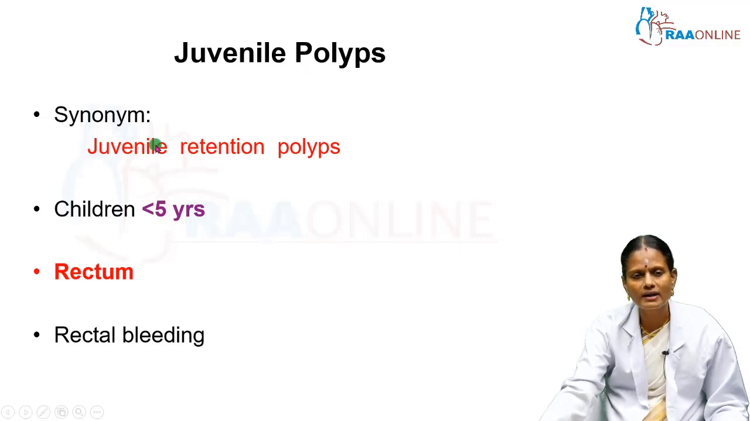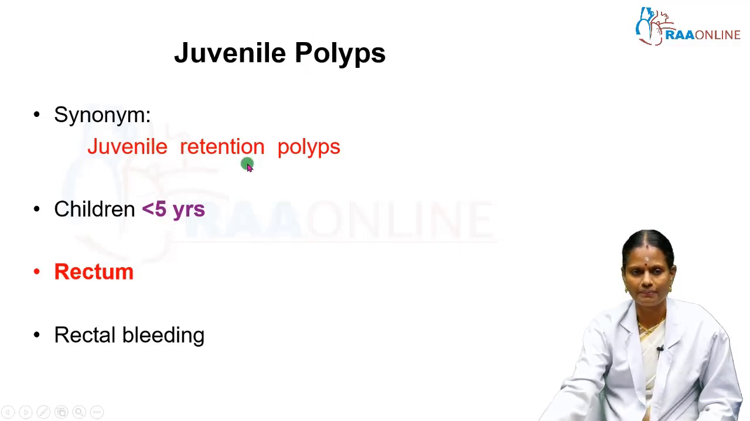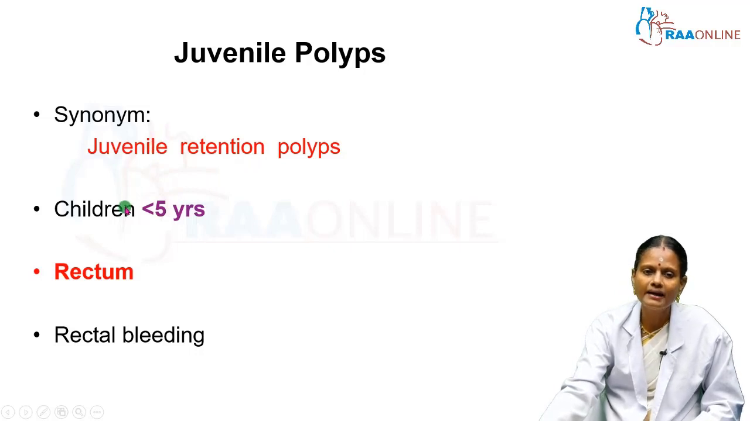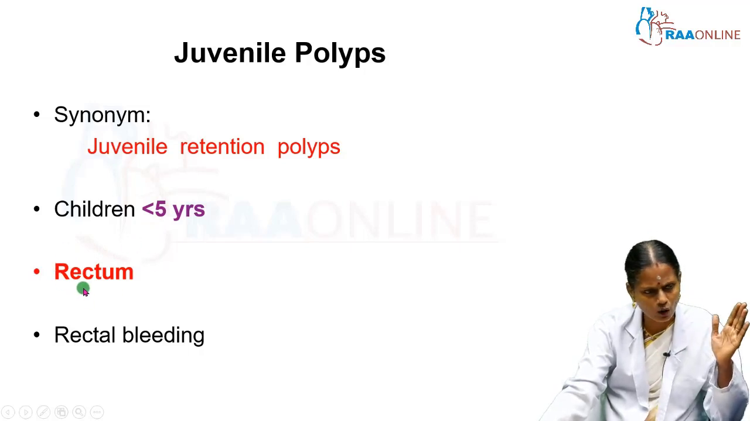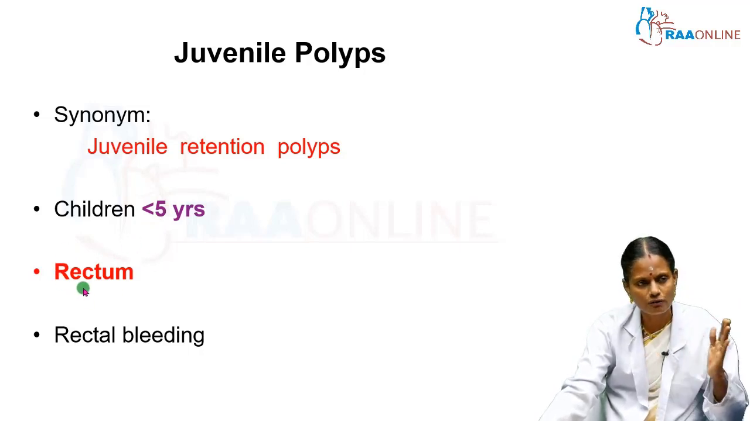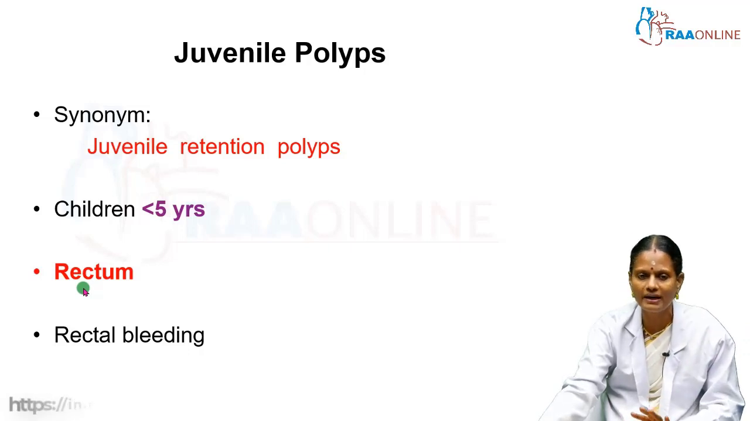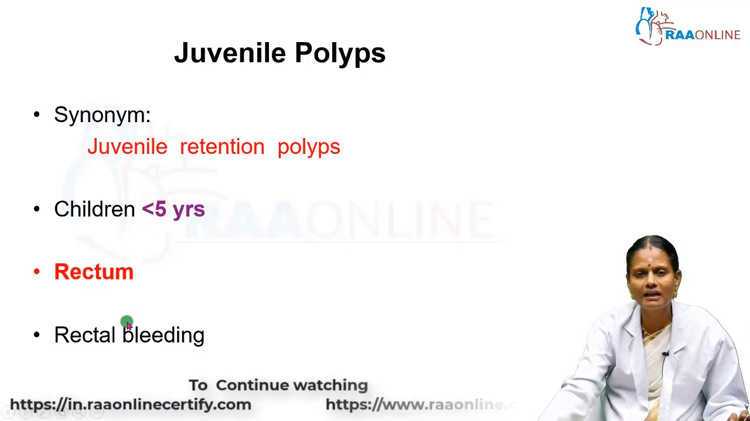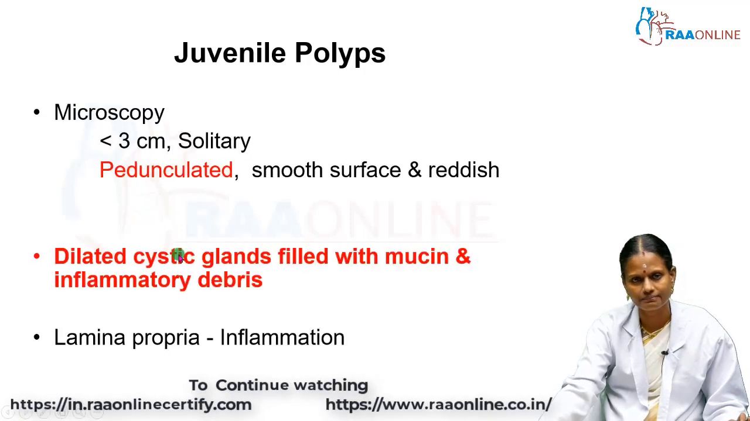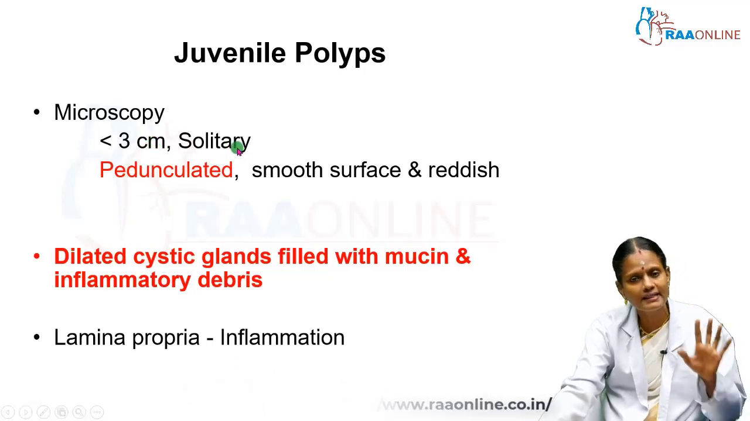It is otherwise known as juvenile retention polyp. As the name explains, it is more common in children of less than 5 years, and the common site is the rectum. So, it manifests as the child may complain of rectal bleeding. On microscopy, they are a little larger than the hyperplastic and other types, about 3 centimeters. Mostly they are solitary.